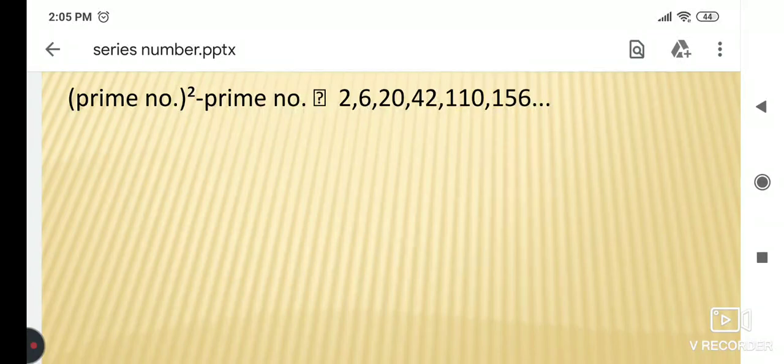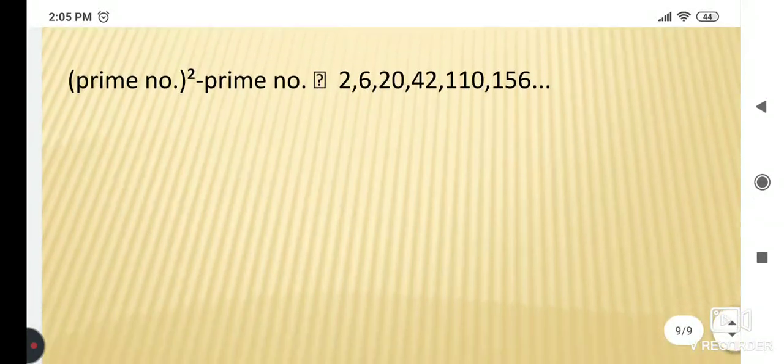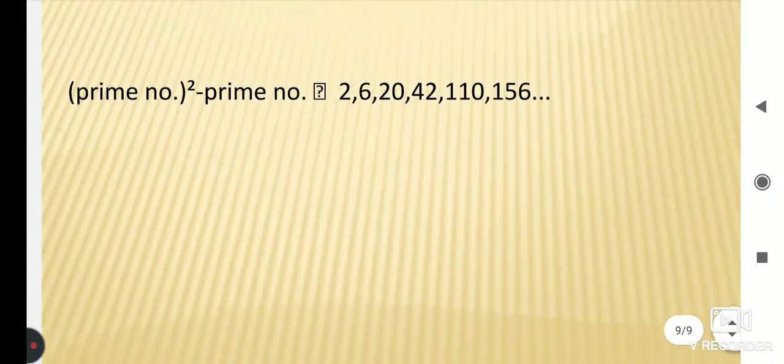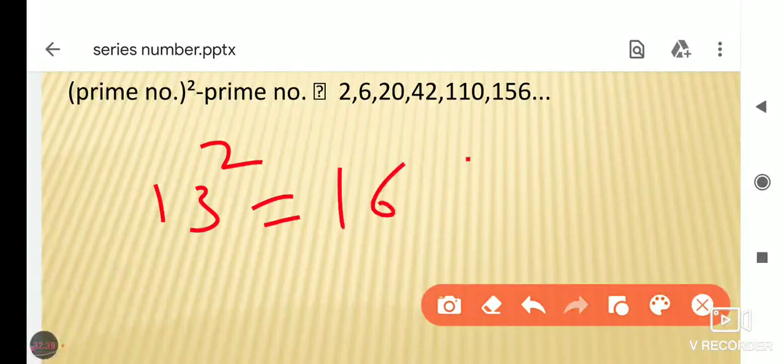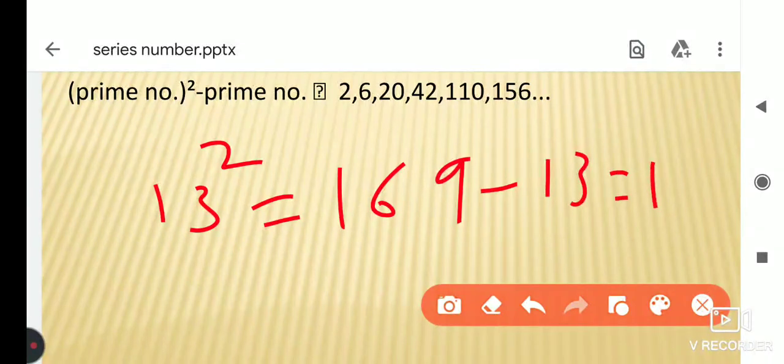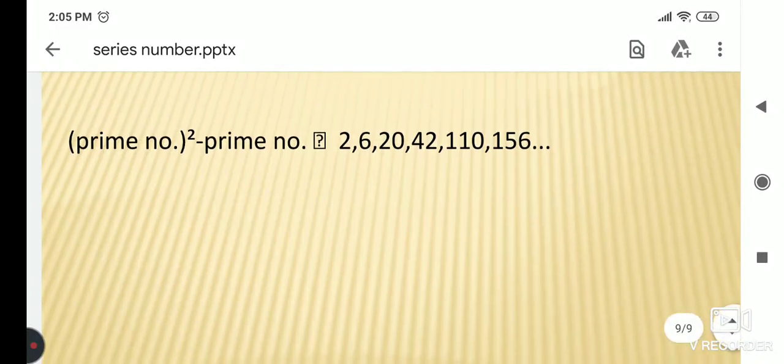One more prime number is 13. So the square of 13 is 169, minus 13, we get the answer, that is 156.